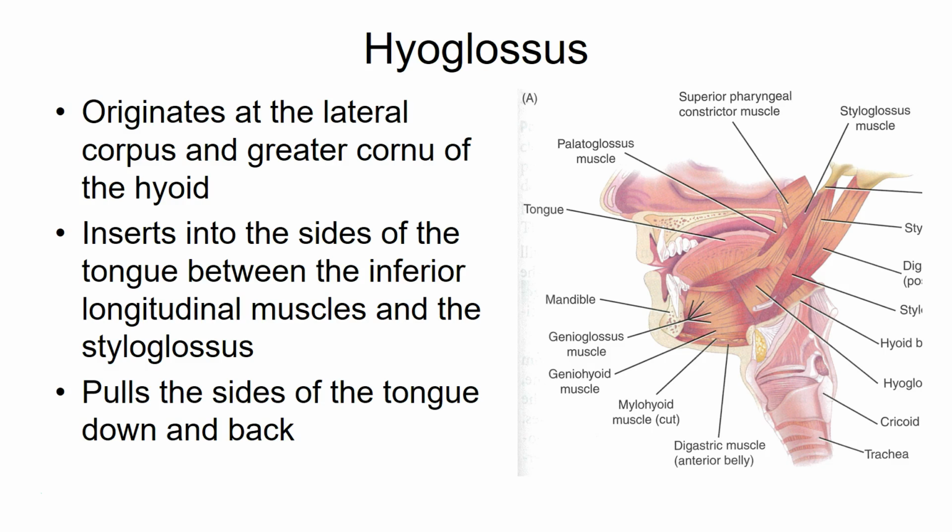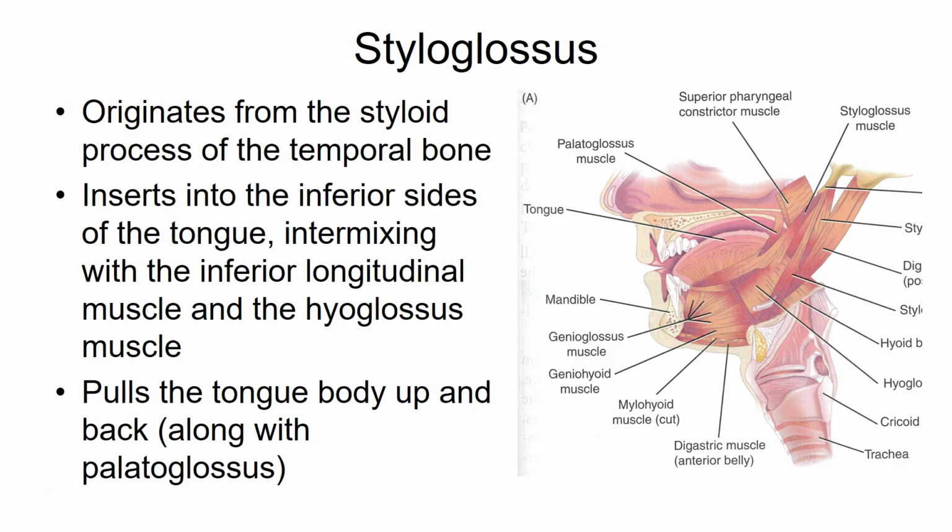It inserts into the sides of the tongue between the inferior longitudinal muscles and the styloglossus muscle, which will be talked about in a minute. This will pull the sides of the tongue downward and backward. The styloglossus muscle comes from the styloid process of the temporal bone just behind the ear. It inserts into the inferior sides of the tongue, mixing with inferior longitudinal and hyoglossus muscle fibers.